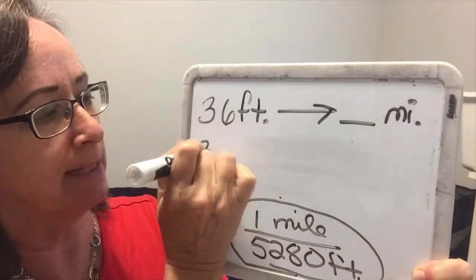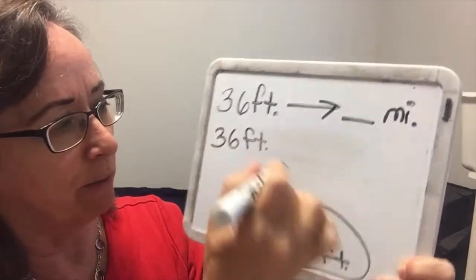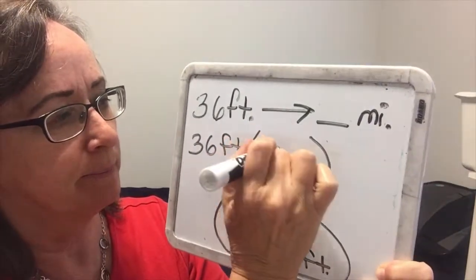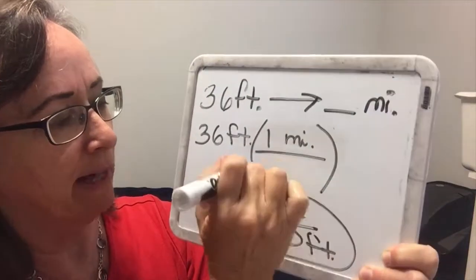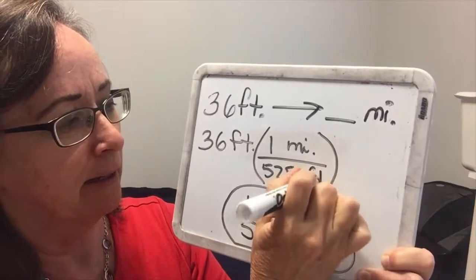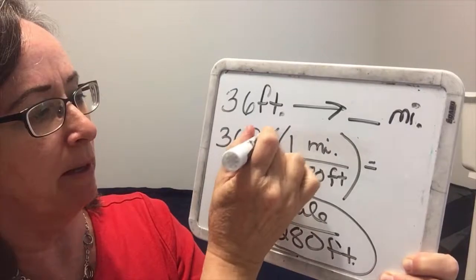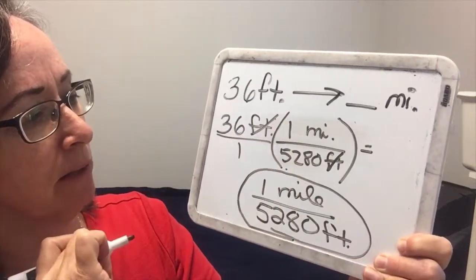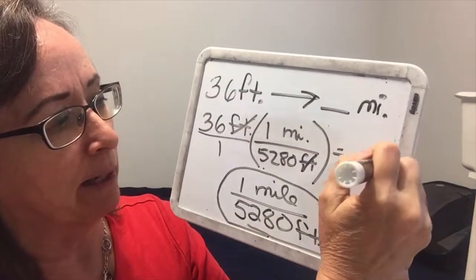So we're going to start with 36 feet, and we're going to multiply by 1 mile. We'll use MI for mile, over 5,280 feet equals. So now I'm going to cancel my feet. If I want to, I can put a 1 on the bottom. Okay, so now I look and say, okay, I'm in miles. That's what I wanted. I wanted miles.